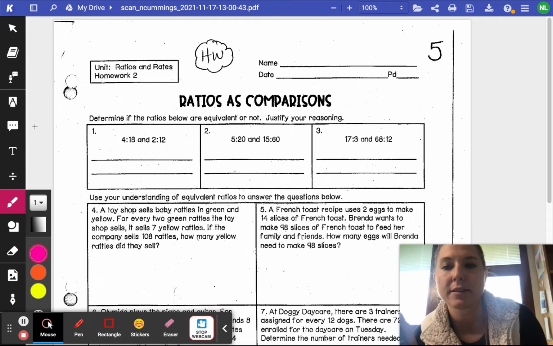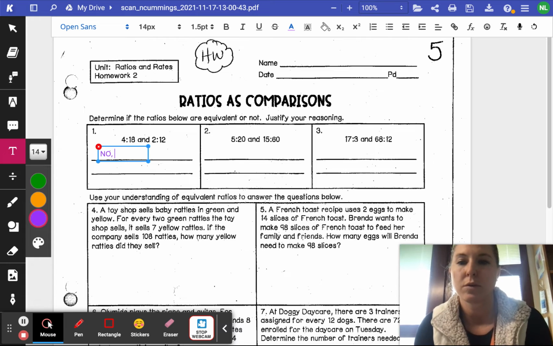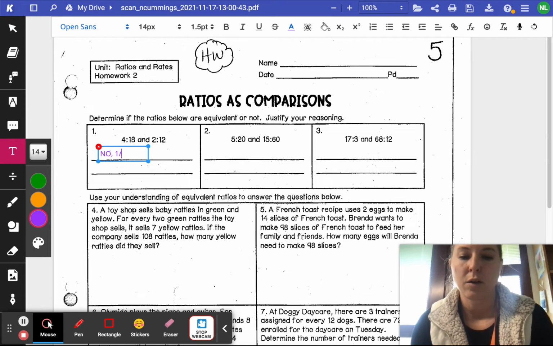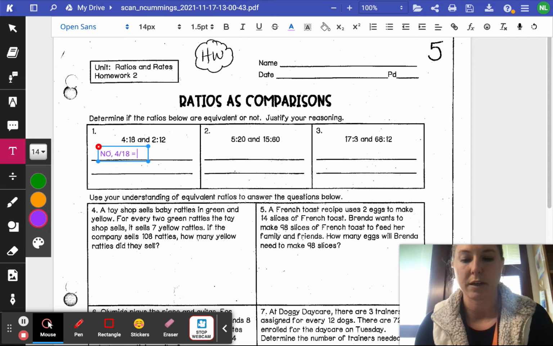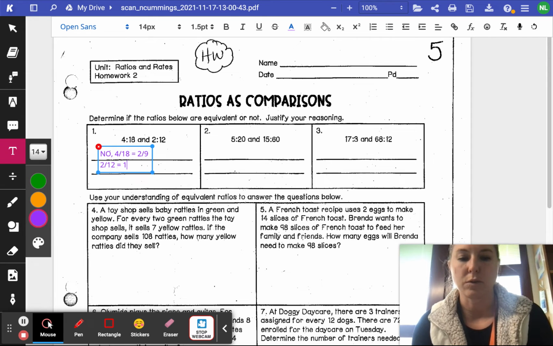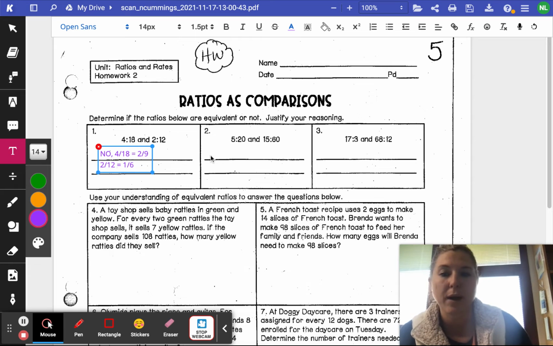So in the box here, you would put no, and then you would write 4/18 equals, and then again, you would see what it equals. If you forgot, it goes down to 2/9, and then you can say 2/12 equals 1/6. So that's what you're going to do for these 3 problems.